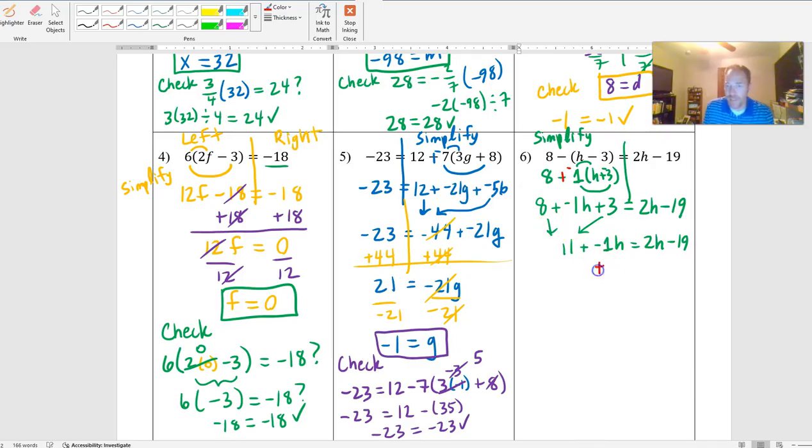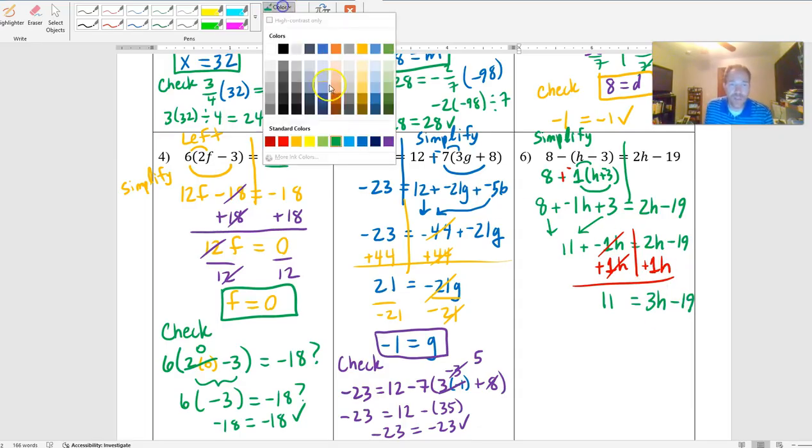What I'm going to do instead is I'm going to add a horse. The left side owes a horse. I'll give him a horse so that there's no more horses on the left. But then I got to balance. I got to give a horse on the right. So the left side is just 11. The right side, we had 2 horses. We added a horse. Now we're at 3 horses. Minus 19. And now it's just a 2-step equation.